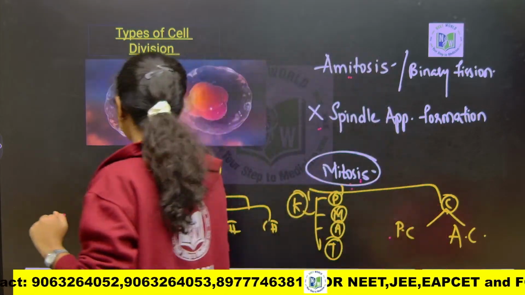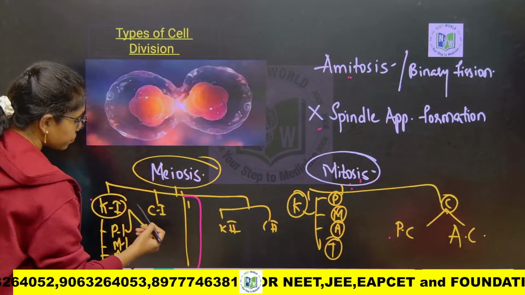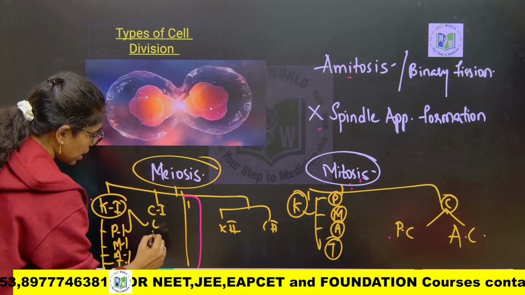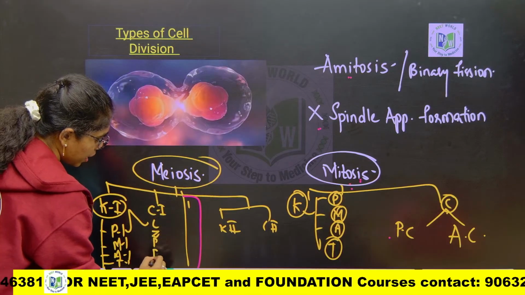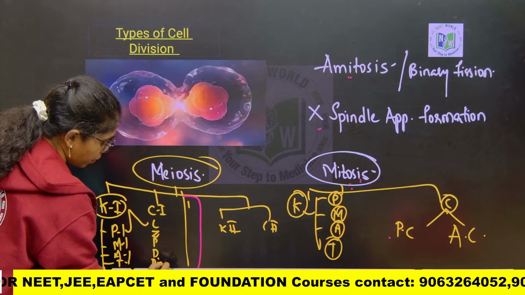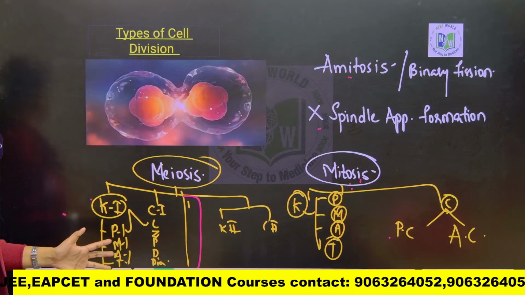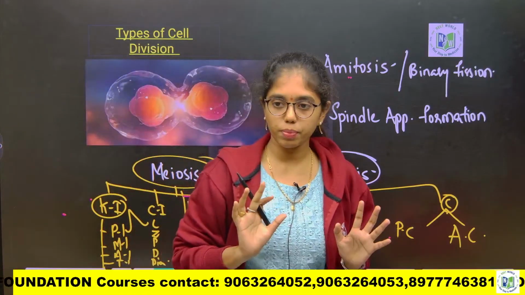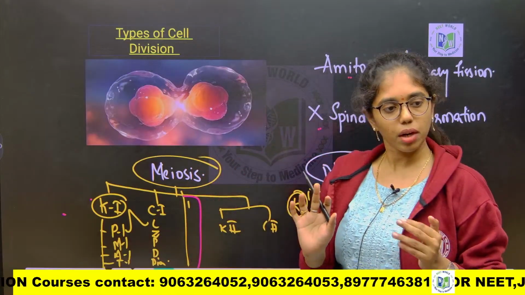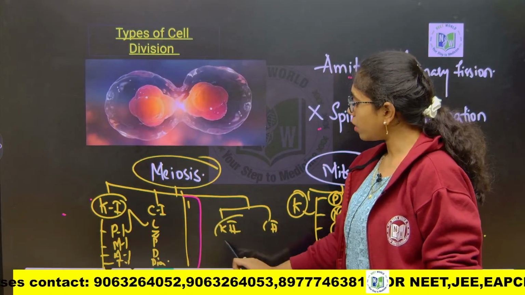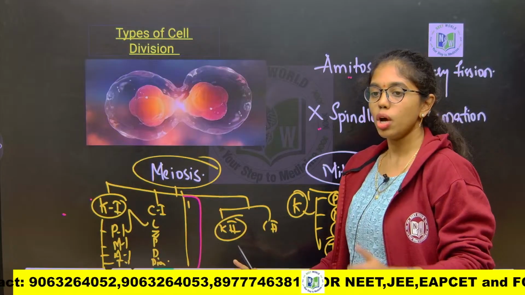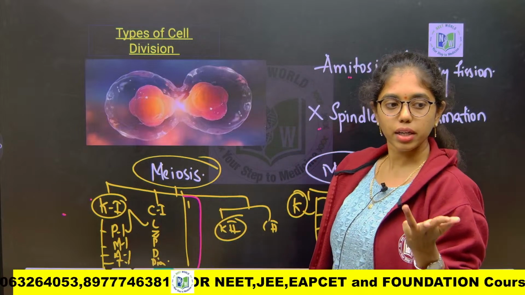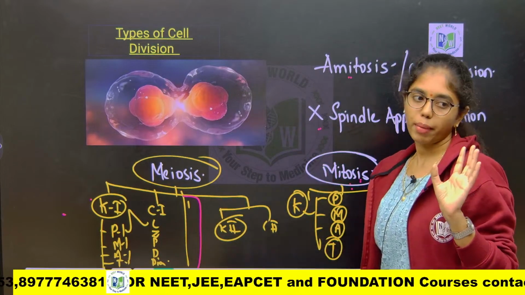What are those 5 substages? First is leptotene, zygotene, pachytene, diplotene and diakinesis. Very good. These are the 5 substages. In each substage, the event that is happening should be memorized by you. I will be telling all the mnemonics to remember, no issues at all. And in karyokinesis 2, again it has 4 substages: prophase 2, metaphase 2, anaphase 2 and telophase 2, same as that of mitosis.